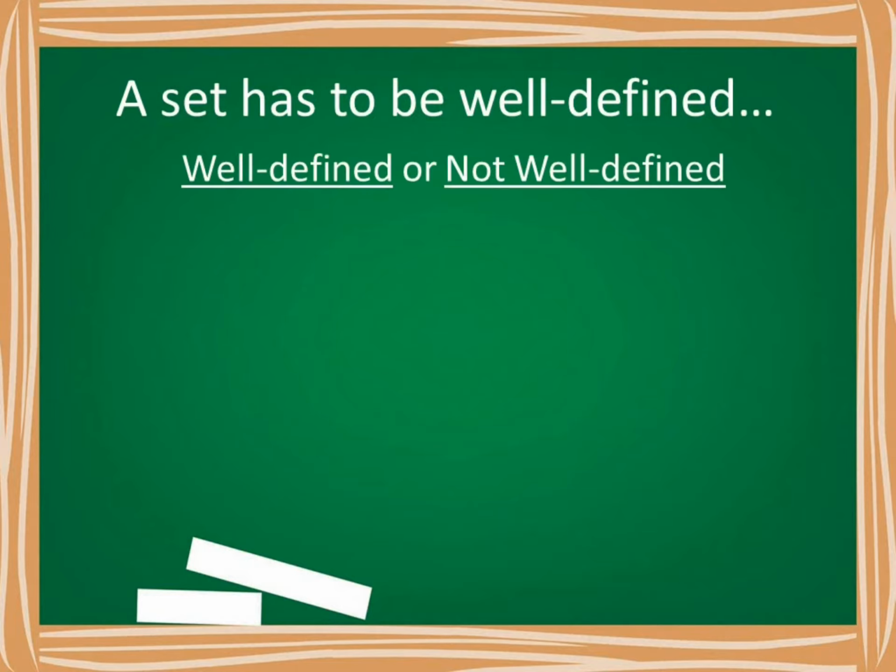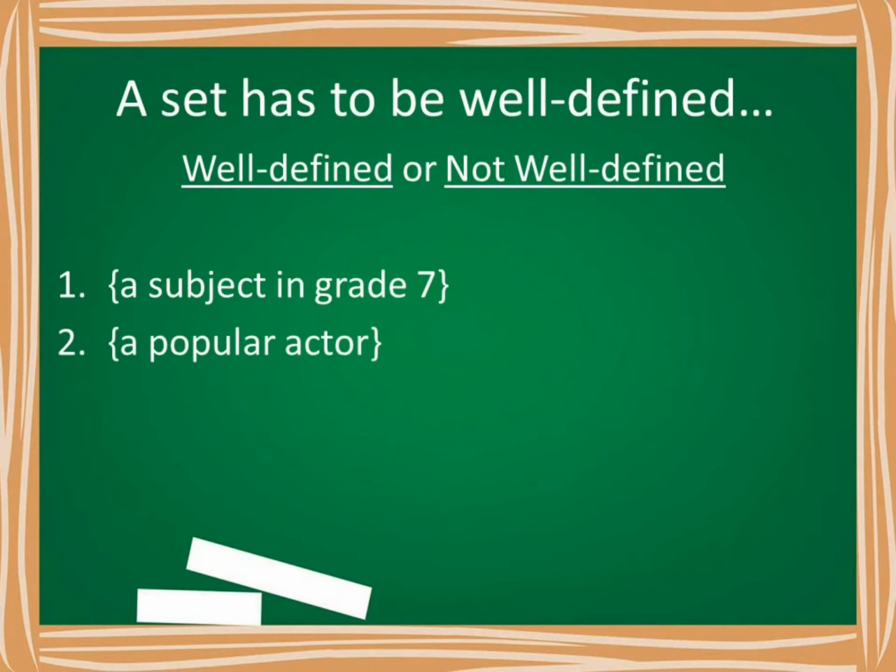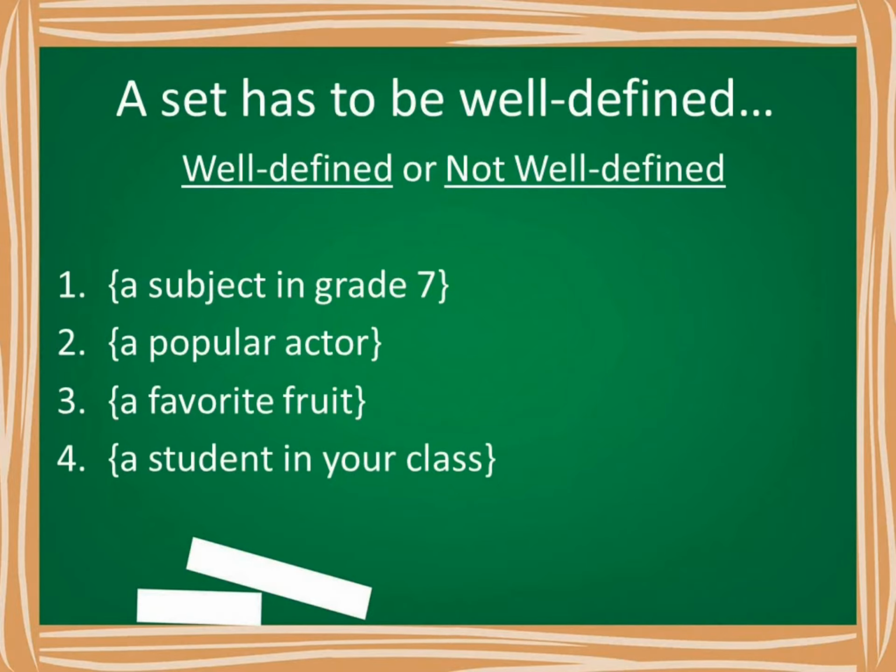Try to identify if the given sets are well-defined or not. Number 1, a subject in grade 7. Number 2, a popular actor. 3, a favorite fruit. And number 4, a student in your class.